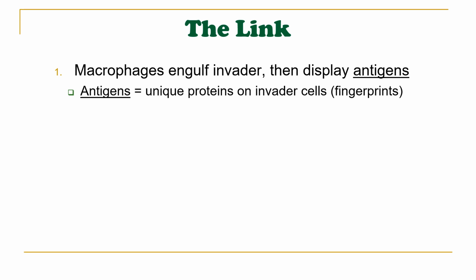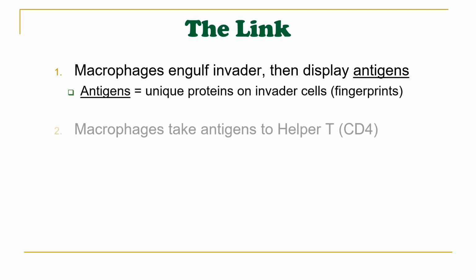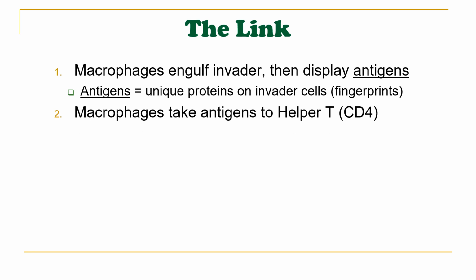it needs help to figure out if this antigen is a good thing or a bad thing. Remember how we talked about the fact that there were antigens on everything that comes into our body. So the macrophage's job is just to eat things that are foreign, and it doesn't do a whole lot of thinking, so it needs help. So the macrophage takes antigens to a cell called the helper T cell, or a CD4 cell.